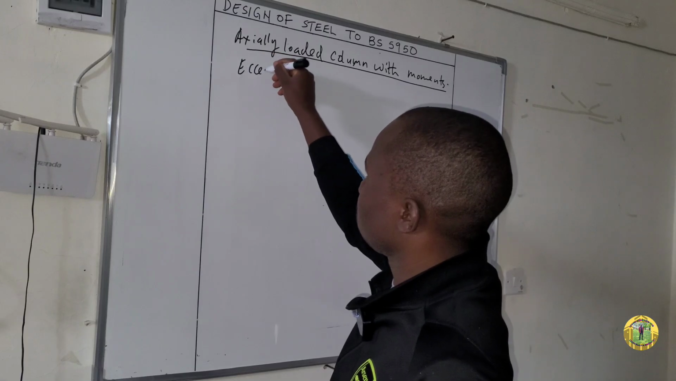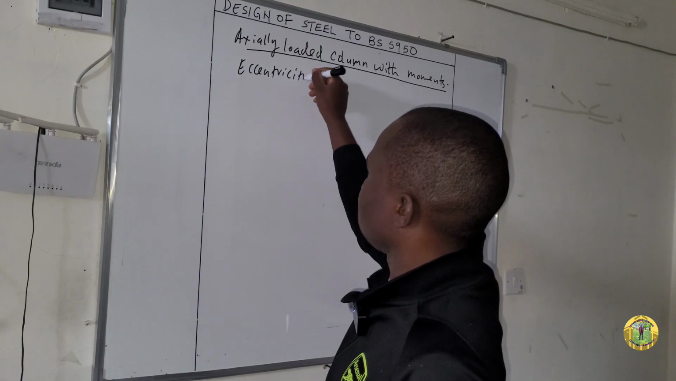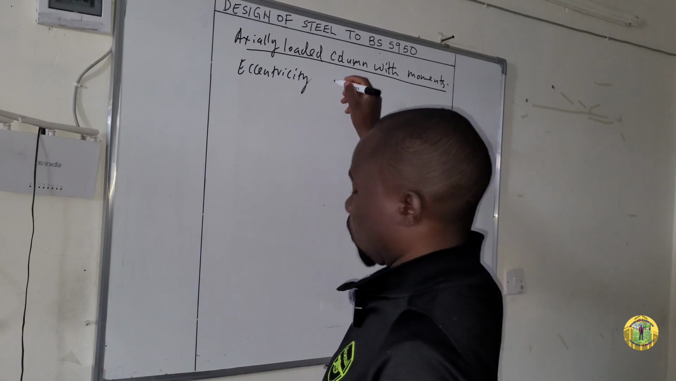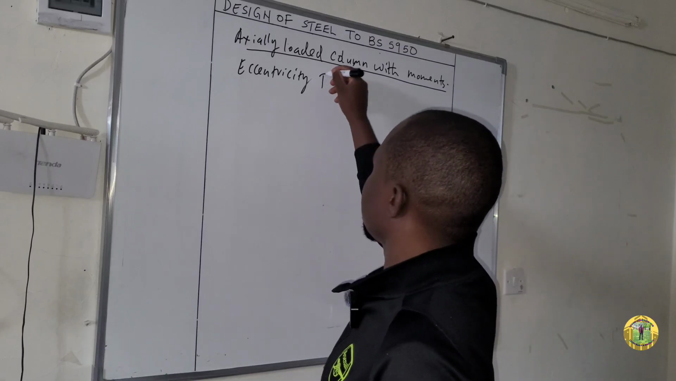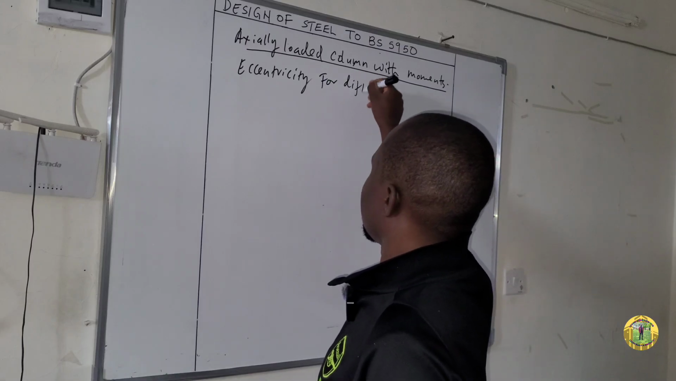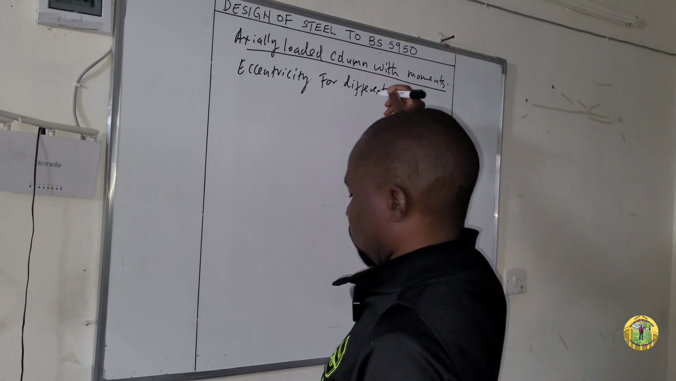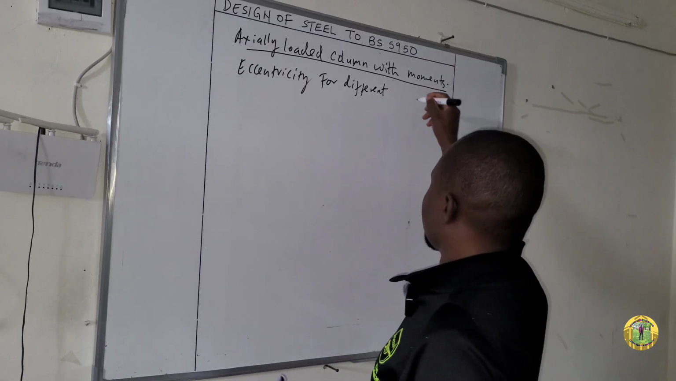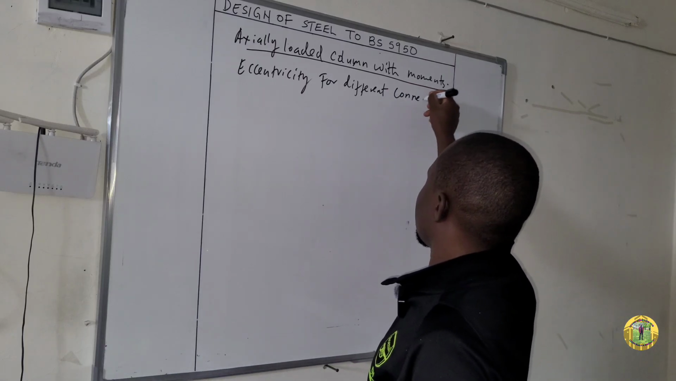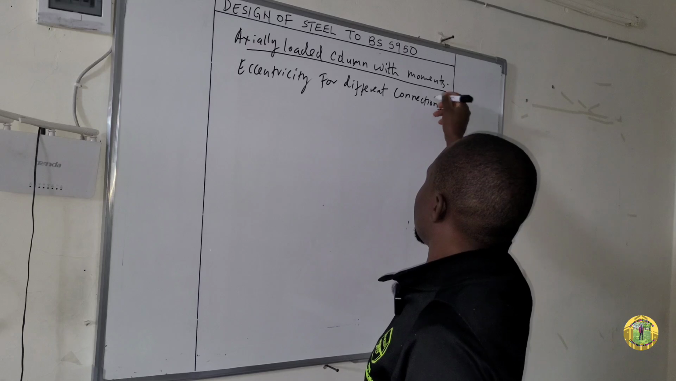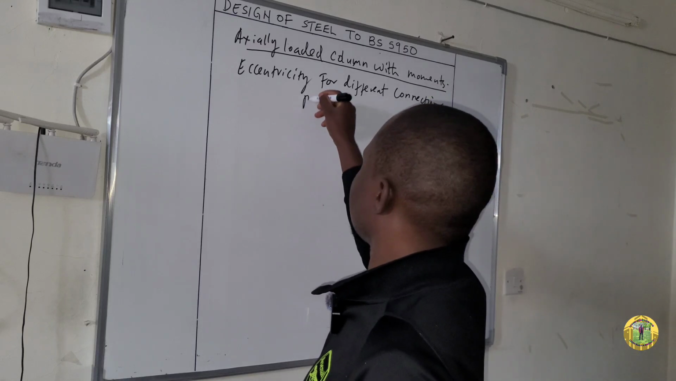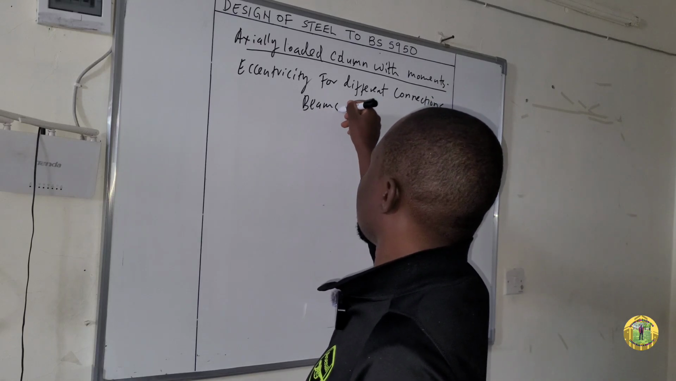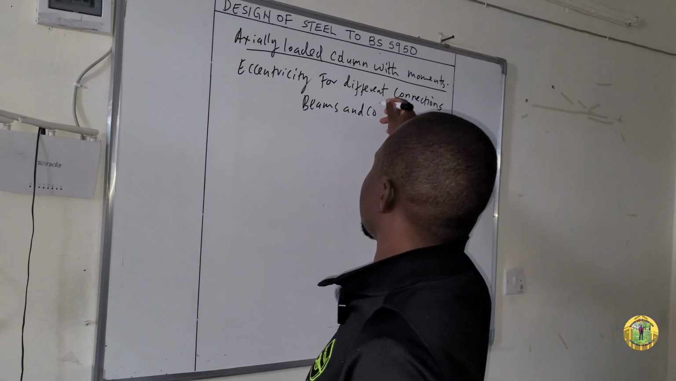Now let's talk about the eccentricity for different connections. So this is beams and columns.